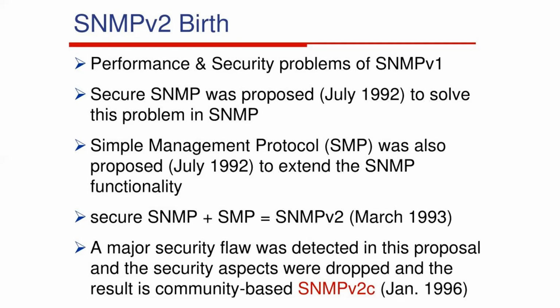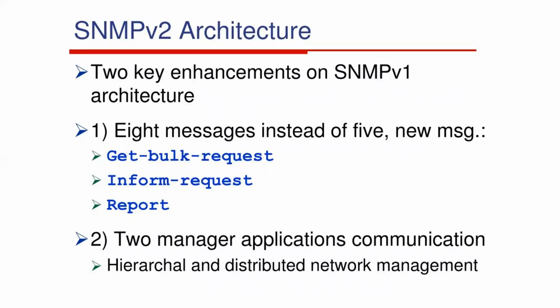Then major security flaws were detected in this proposal and the security aspects were dropped, and the result is community-based SNMP version 2C, in January 1996. Then simply move to the next topic: SNMP version 2 architecture.